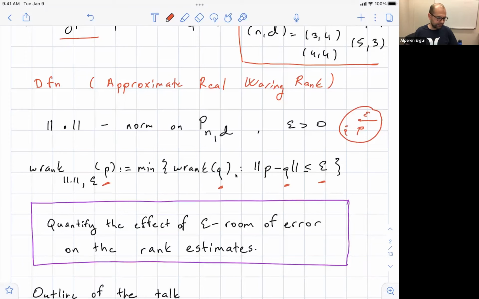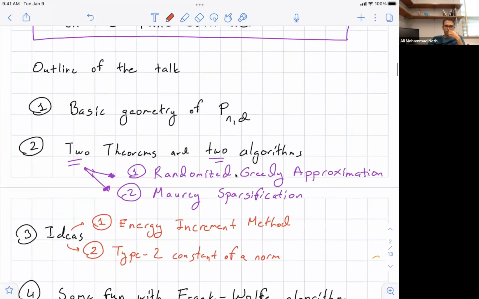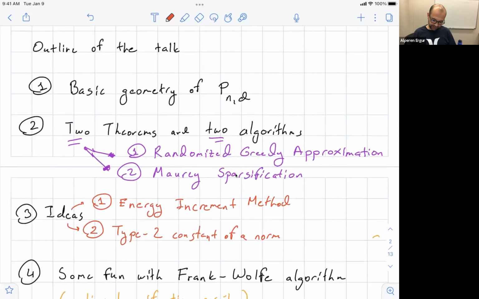Awesome. Right. So that's my goal. And now here is the outline of the talk. I'll first talk about some basic geometry of this vector space. And then I have 2 theorems and corresponding algorithms. We called these algorithms, one of them randomized greedy approximation, the other one Maurey sparsification. Maurey is somebody who works in Banach space theory, but we used his ideas from the 70s. I don't think he has any interest in building these algorithms, but his ideas were very, very useful.